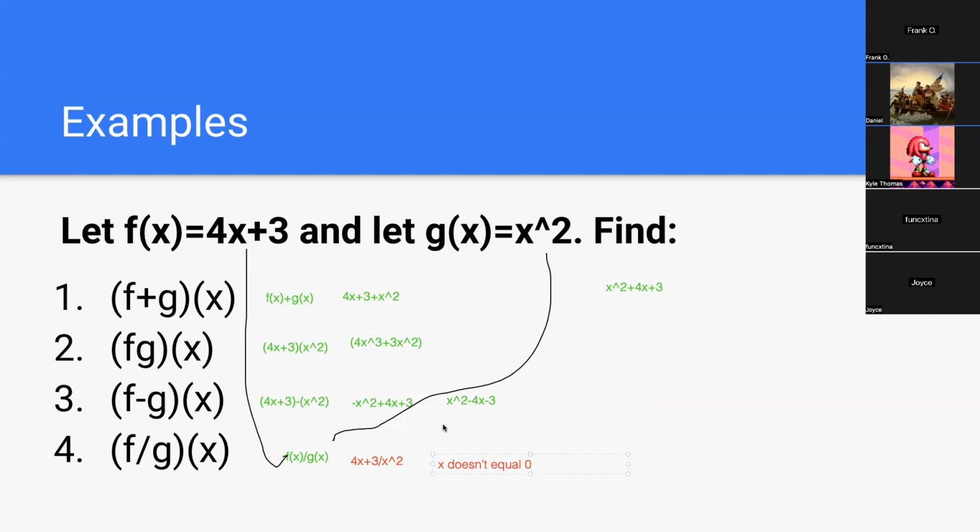Whenever your answer is a fraction and the fraction has a variable in it, like x or z, always make sure to put in the variable and the not equal sign, to make sure the denominator does not equal 0. All right.